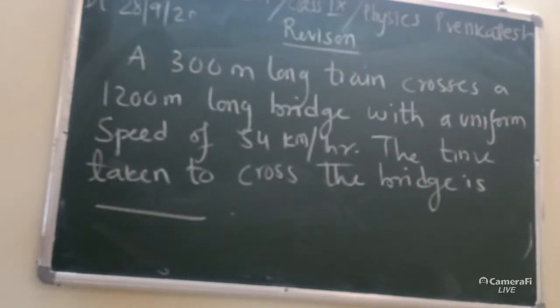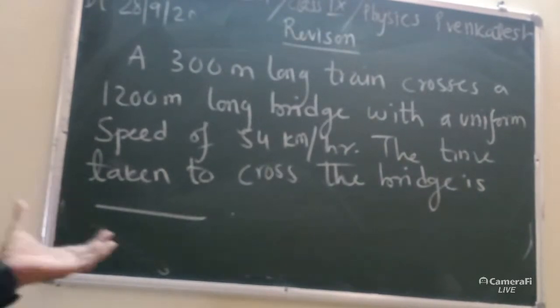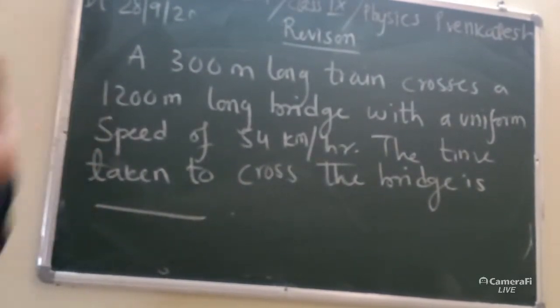A 300-meter long train crosses a 1200-meter long bridge with a uniform speed of 54 kilometers per hour. The time taken to cross the bridge is dash. Suppose there will be four options. Until you solve the question, you can't tell. So first of all, write down the question. I will explain.